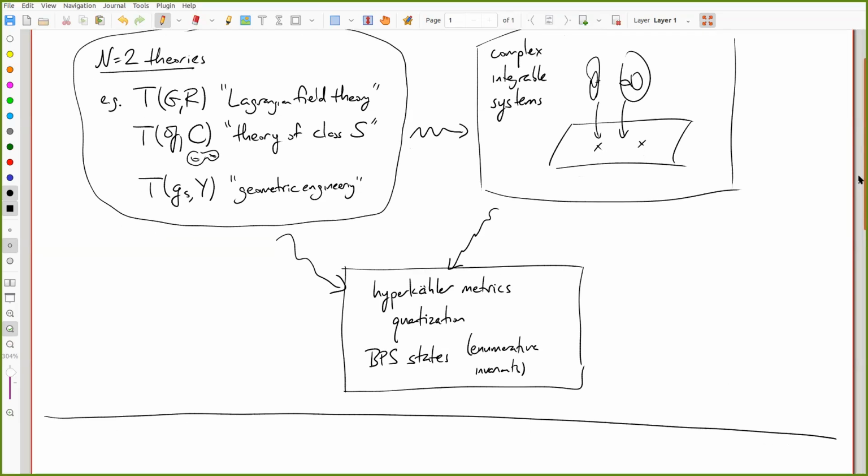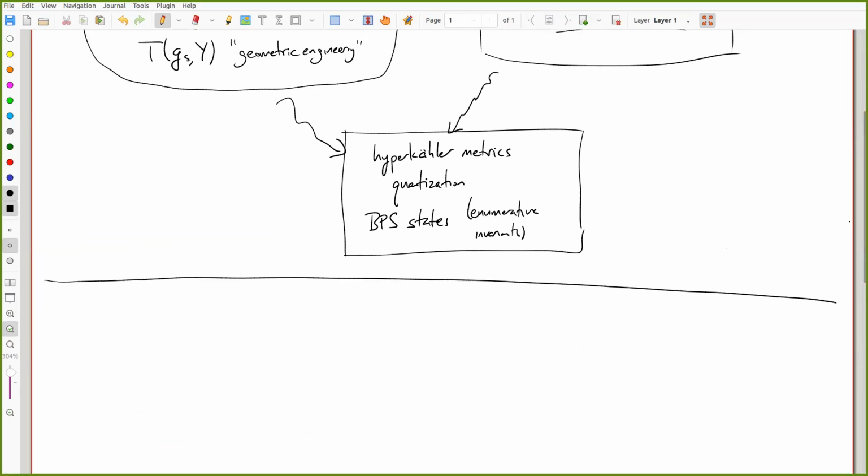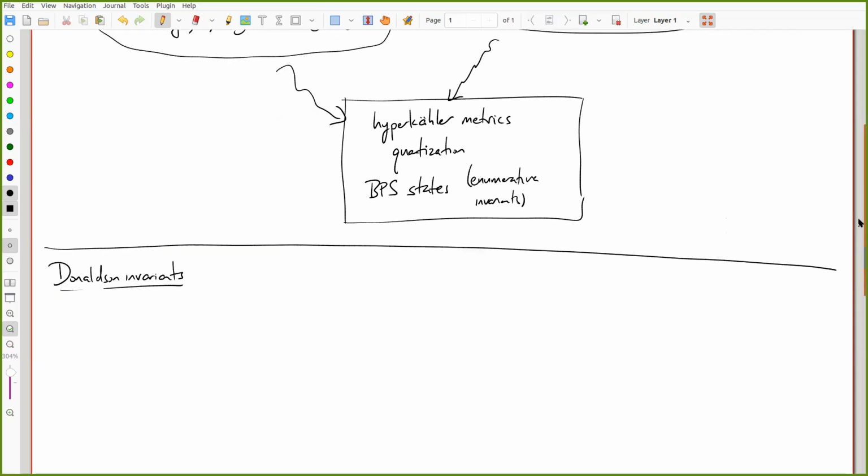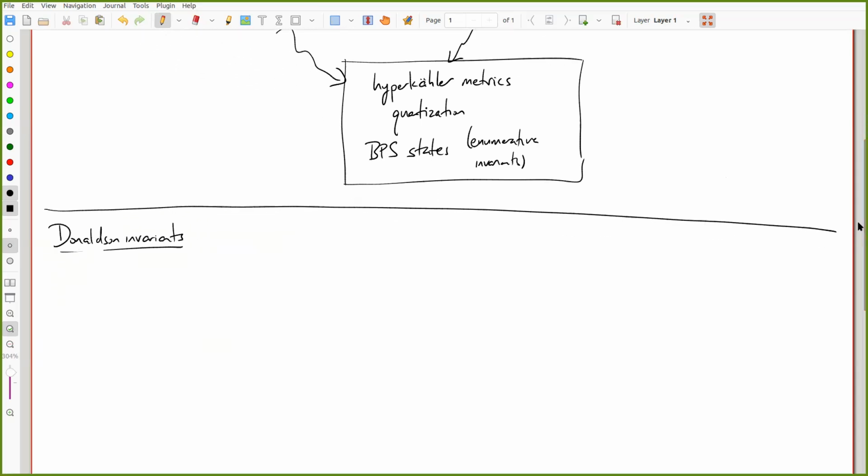So let me start with a story. It's the story of Donaldson invariants. If someone here is an expert in Donaldson theory, I hope you correct the naive things that I'll say. But let me tell you this story as I understand it. The story's like this. Suppose you're given a 4-manifold, say a smooth 4-manifold.